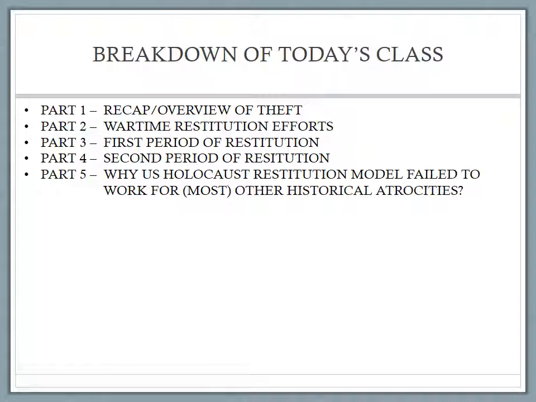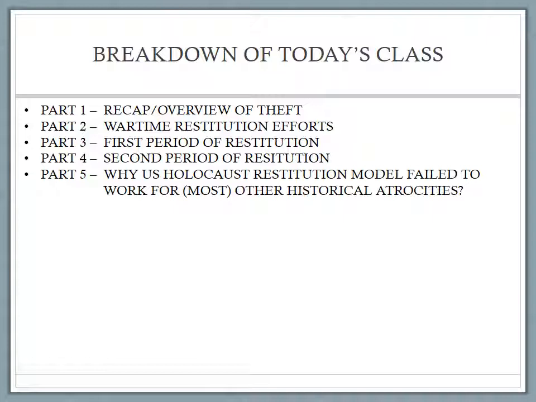countries in Europe. In Part 4, we'll look at the second period of restitution, which I'm calling 1990s through present, and we'll look at efforts made on the part of Eastern European countries that emerged from behind the Iron Curtain, also East Germany, and in particular, efforts made by the United States to facilitate the Holocaust restitution process.